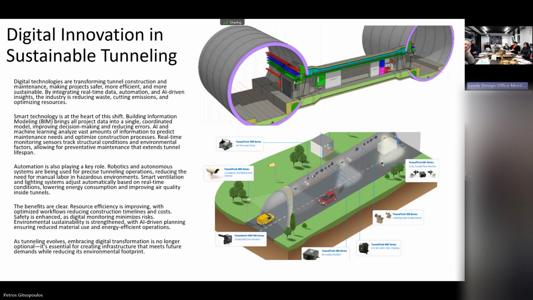Automation is also going to be big. It is already. Robotic and autonomous systems are being used for precise tunneling operation, reducing need for manual labor and hazardous environments. As we said, doing things right first time. We know machines can do that.